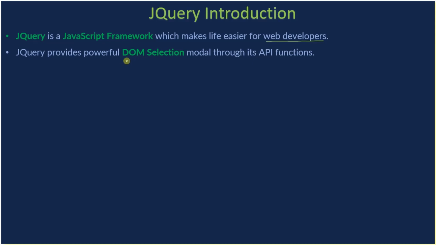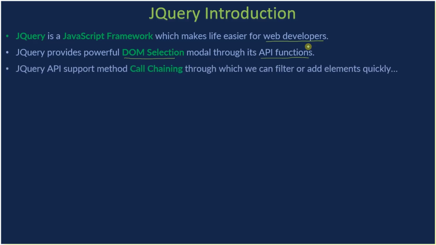jQuery provides powerful DOM selection, right? A powerful DOM selection model through its API functions. That means jQuery exposes a set of API functions, and using those functions you can simply select the HTML element by walking through the DOM. So you just tell what element you want to select. jQuery will take care of walking through or traversing the DOM and picking the specific elements. The jQuery API supports call chaining, through which we can filter or add elements quickly.